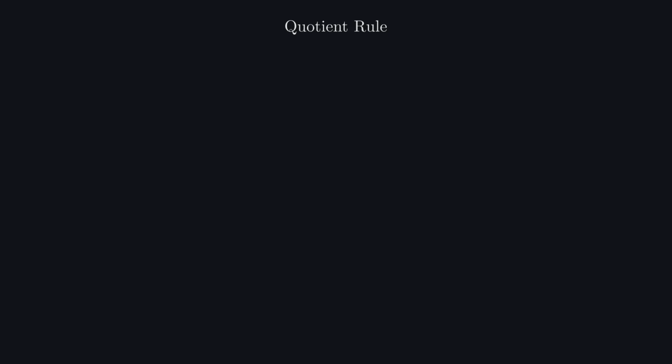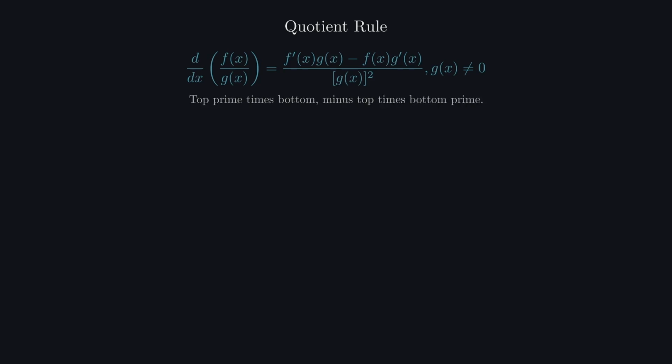Finally, we consider quotients. If y equals f of x divided by g of x and both functions are differentiable and g of x is not equal to 0, then the quotient rule says d by dx of f of x over g of x equals f prime of x times g of x minus f of x times g prime of x, all divided by g of x squared. A good way to remember this is derivative of the numerator times the denominator minus the numerator times derivative of the denominator, all divided by the square of the denominator.